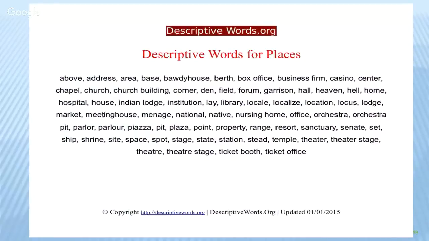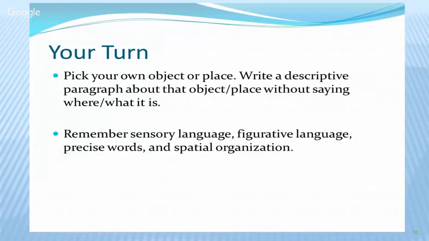These are some of the descriptive words that you can use again. So if you have a pen, maybe you can jot down a few of them. Now it's your turn. Your own object or place. Write a descriptive paragraph about that object or that place without saying where it is or what it is. Remember, sensory language, figurative language, precise words, and spatial organization.